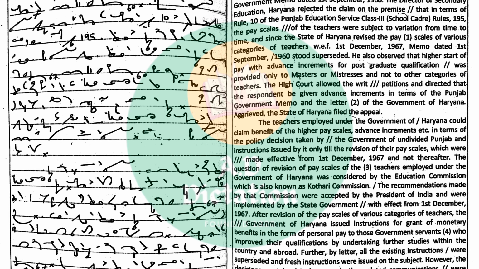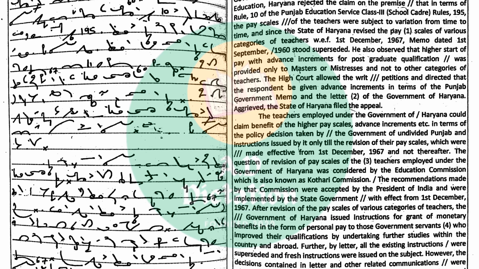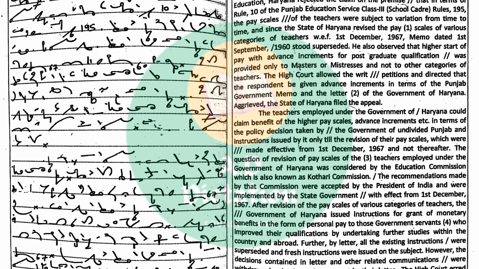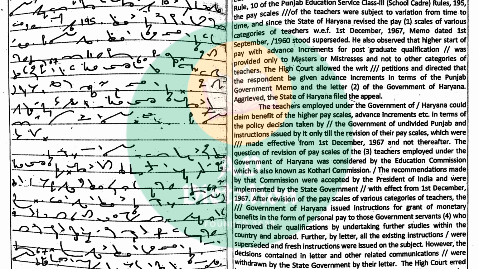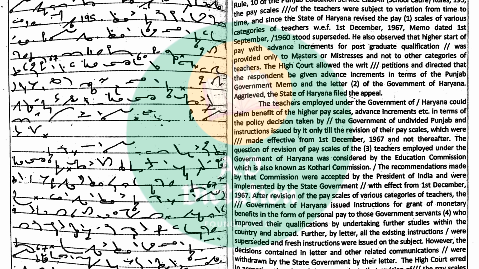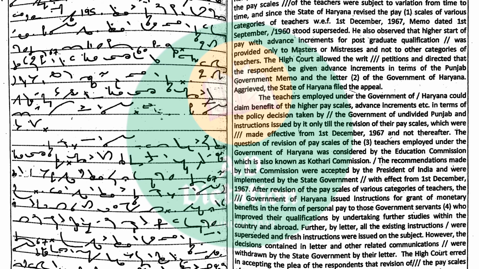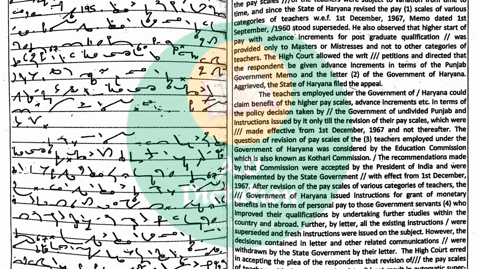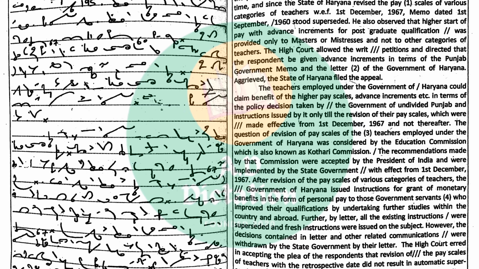The teachers employed under the government of Haryana could claim the benefit of the higher pay scales, advance increments, etc. in terms of the policy decision taken by the government of undivided Punjab and instructions issued by it only till the revision of their pay scales, which were made effective from 1st December 1967 and not thereafter.